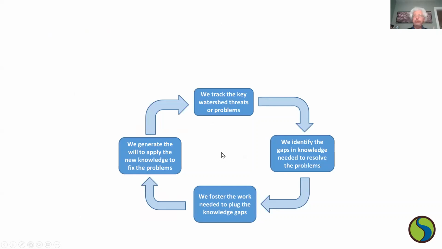Here's our little approach to our work again. We start by tracking threats to the watershed. So I've just shown you that 50% of the lakes in the watershed have calcium levels now low enough to threaten aquatic life, and that calcium levels in the soil where the lakes get their calcium have also fallen dramatically.